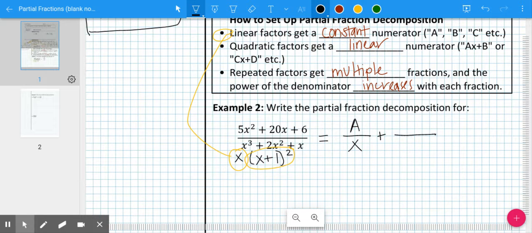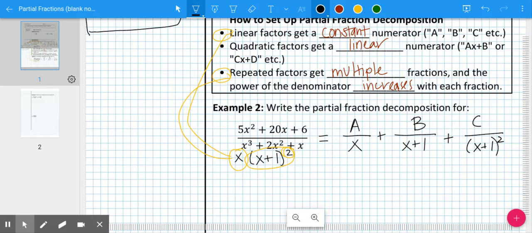And then I also have an x plus 1 squared. So the x plus 1 is also a linear factor, but the squared makes it a repeated factor. So we're going to write this x plus 1 squared, we're going to write it twice, and the power is going to increase. So the first time it's to the power of 1, and the second time it's to the power of 2. That's how a repeated factor works. Now, these are all considered linear factors, x plus 1, and x plus 1 repeated, so I just put a letter above, an A or a B or a C.